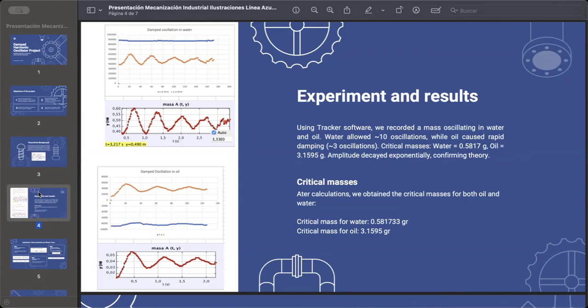The system's behavior is governed by the second-order differential equation, where critical parameters include the damping ratio, natural frequency, and three distinct regimes emerge from the analysis. Like we said, underdamped, critically damped, and overdamped. In the experiment, as I said, we used some logarithmic operations to get the critical masses for each one of the fluids, obtaining for water 0.58 grams and for oil 3.15 grams.